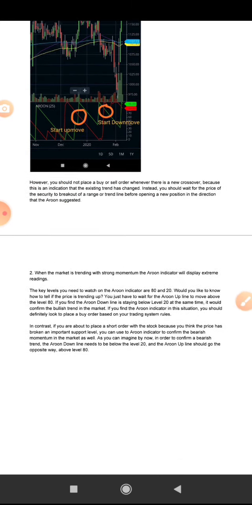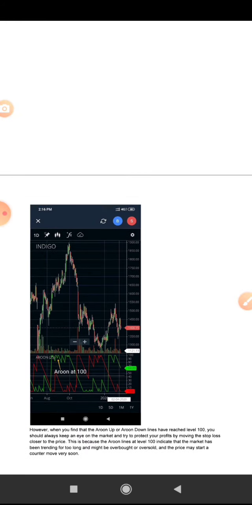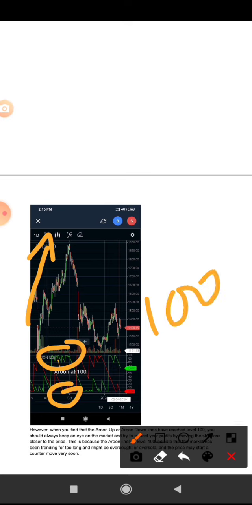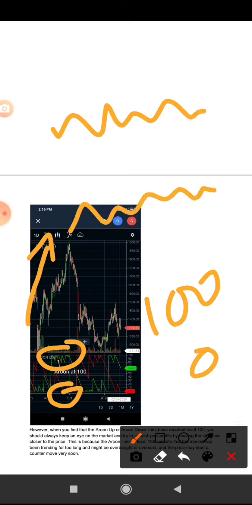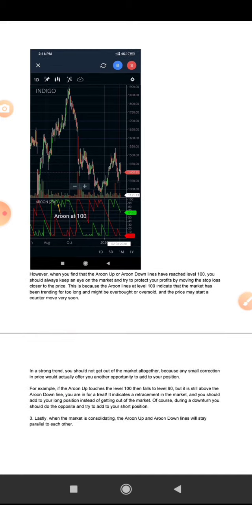Then during extreme market conditions, Aroon shows extreme readings. Here you would see an extreme uptrend, a continuous uptrend, right? Aroon up has reached 100 level and Aroon down has reached 0 level. If it continues near the 100 and 0 levels, that means the trend is strong, and until Aroon shows the crossover, you should not get out of that trend. That is the idea here.